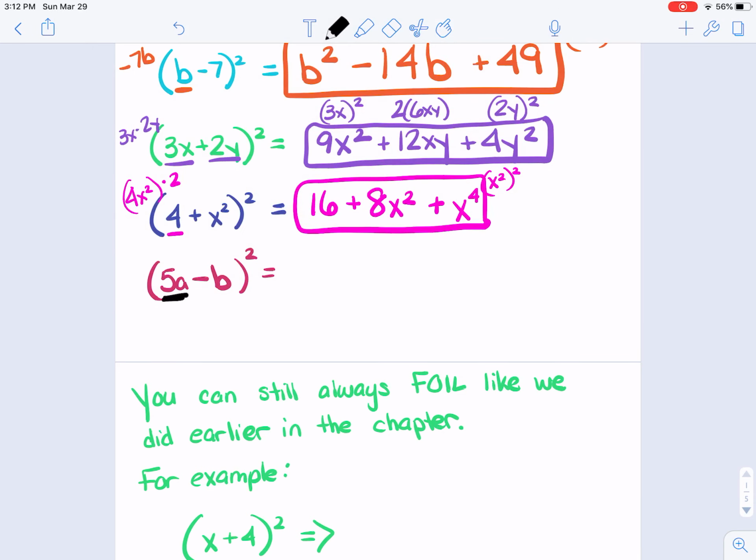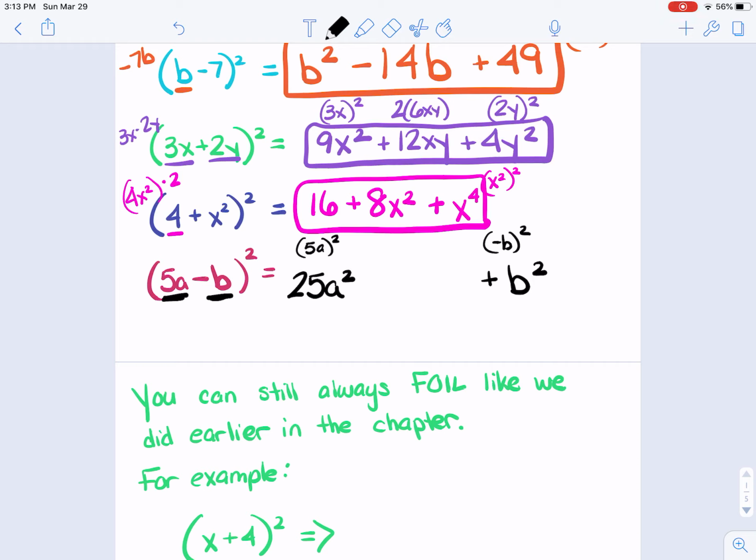Take the first term, 5a. I want to take 5a and square that. That gives me 25a squared. My second term is negative b squared. Once again, remember that negative sign does not really have an effect because it gets canceled out when it gets squared.